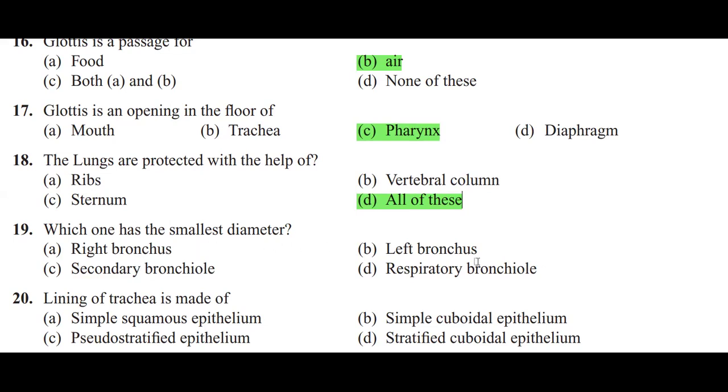Which one has the smallest diameter? Right bronchus, left bronchus, secondary bronchiole, respiratory bronchiole. Respiratory bronchiole is a very short one, so it has the smallest diameter. The lining of the trachea is made up of simple squamous epithelium, simple cuboidal epithelium, pseudostratified epithelium, stratified cuboidal epithelium. Pseudostratified epithelium.